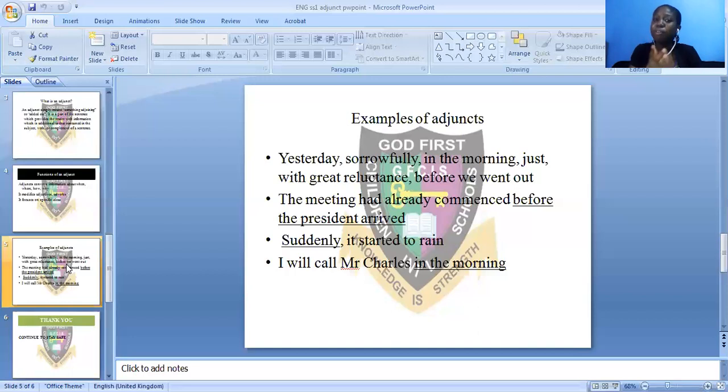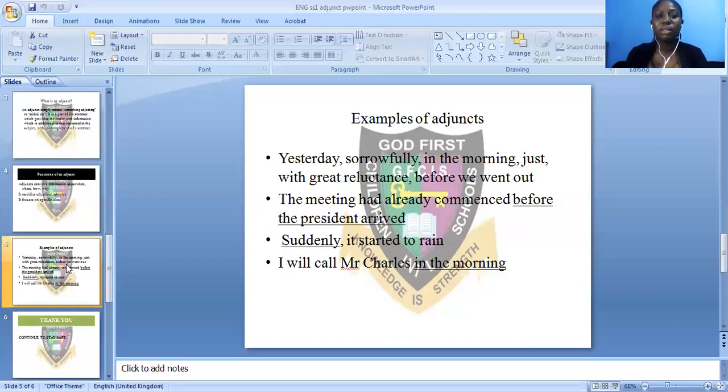But because I want to give more information about the time when it started, I made use of another group of words, another phrase, to back up the sentence. This other group of words is what we call the adjunct. I add it to the sentence to give more information to the verb, to the action in the sentence. Now it is before the president arrived. And this answers the question of time, when. When did the meeting commence? Before the president arrived. So the adjunct here is giving us more information about the time that the action in the sentence started.